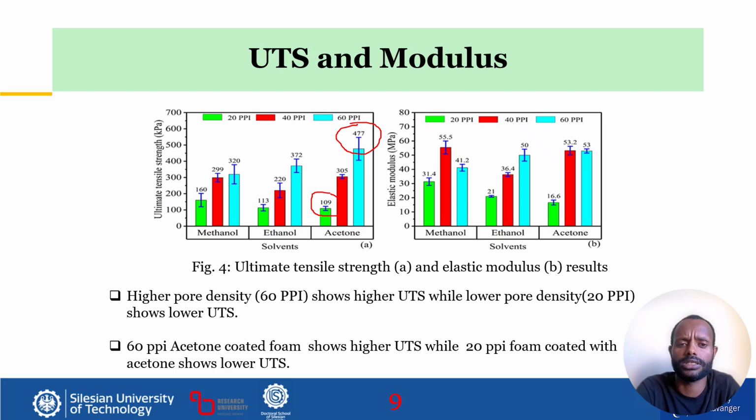Regarding solvents, the lowest ultimate tensile strength is observed with acetone. That means when we cover with acetone, it shows lower ultimate tensile strength. That means there is a lower interfacial bond between acetone and these 60 ppi forms.